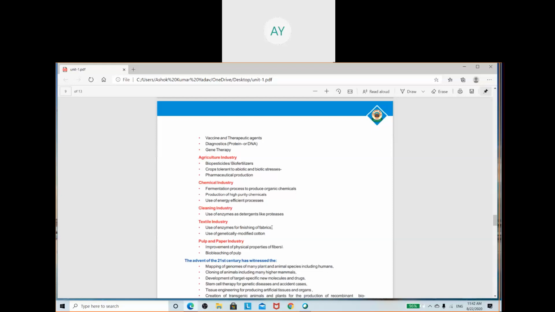Next is the pulp and paper industry. Improve the physical property of fiber. You know, fiber is used for making what? Making of paper. For making the best quality of paper, which is going to be utilized for making books and currency, through recombinant DNA technology and plant tissue culture technique, and then using the paper and pulp techniques. That is a separate branch in the field of biotechnology, the paper and pulp industry, where biobleaching of pulp is done.